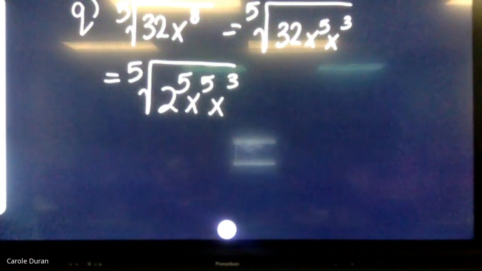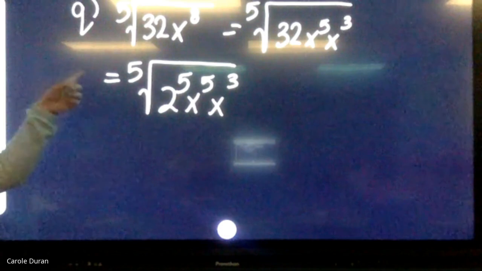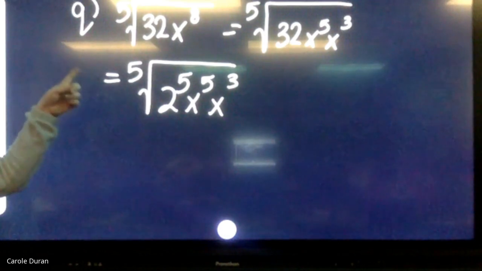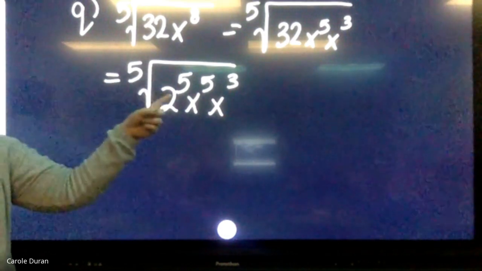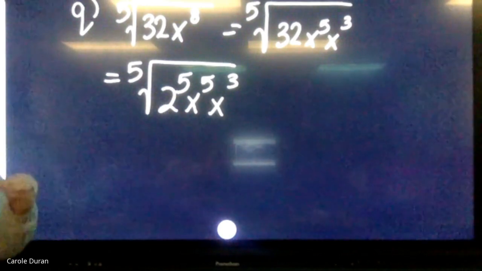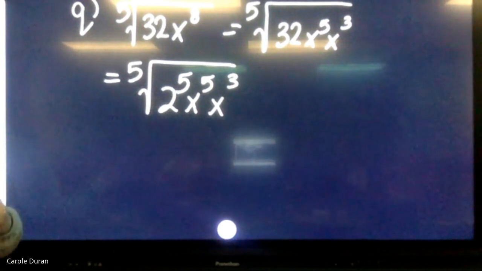It works the same way as we did before. My 5 radical out here can only cancel the 5 exponents underneath. Anything that's left remains under the radical.